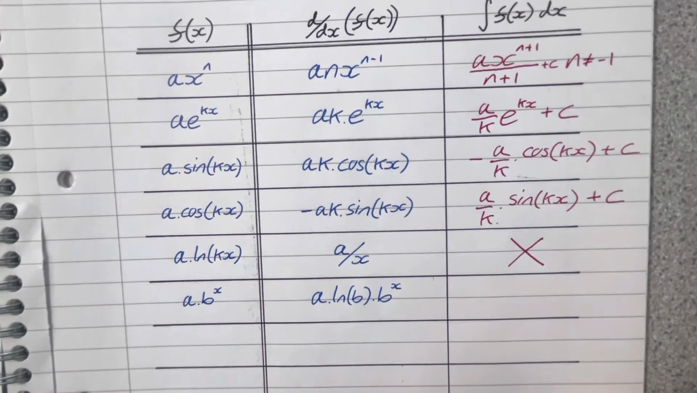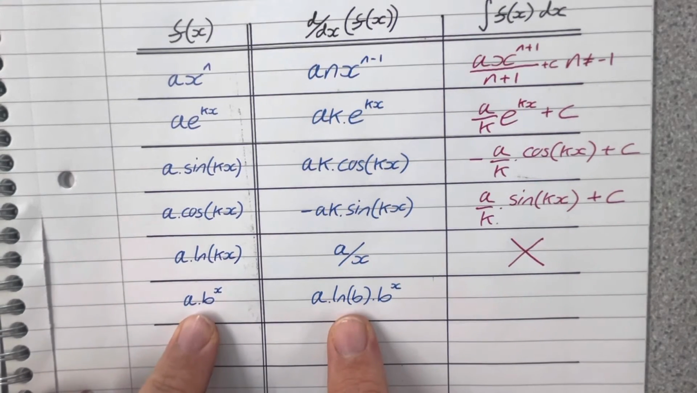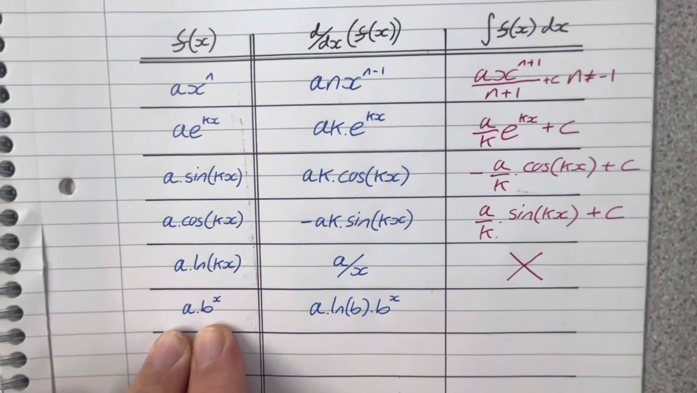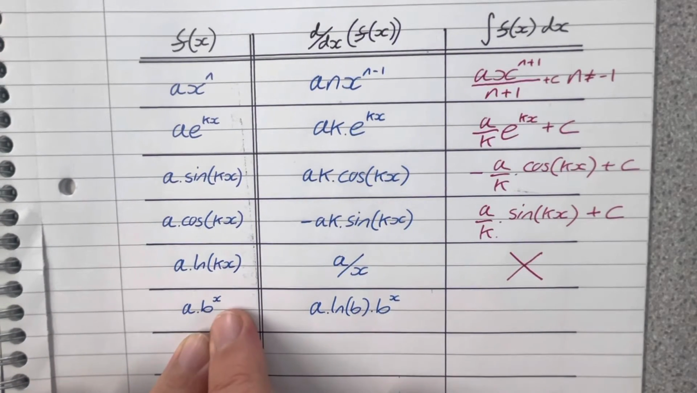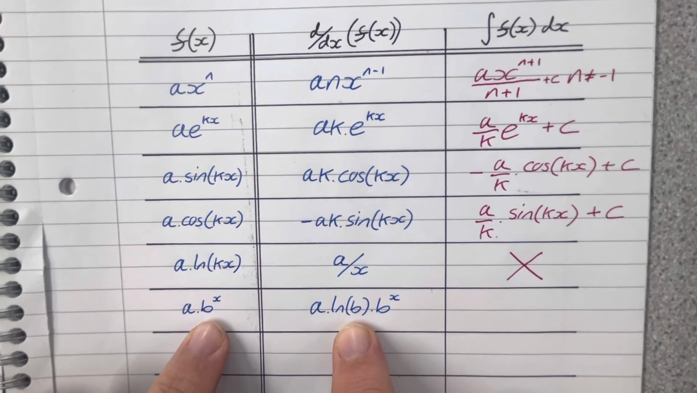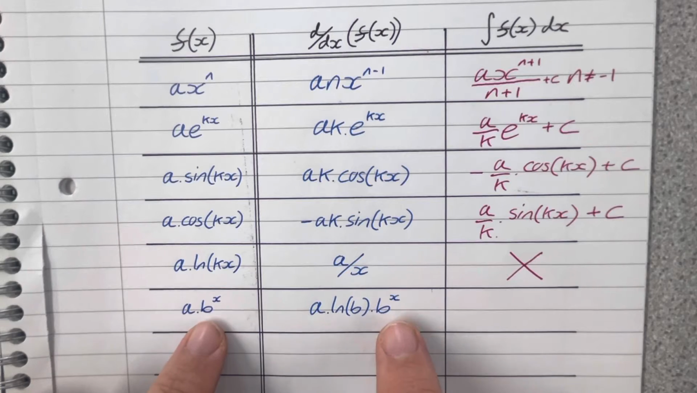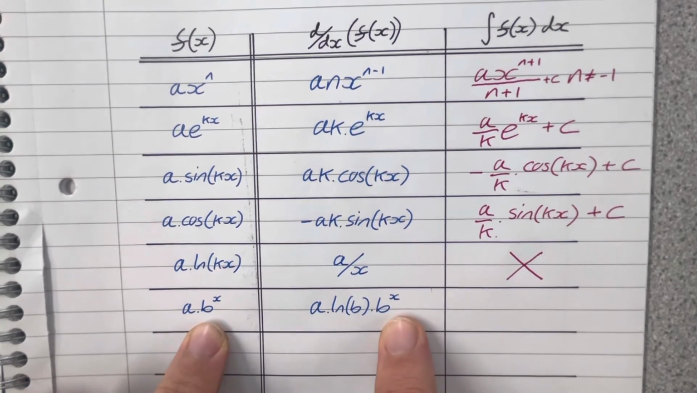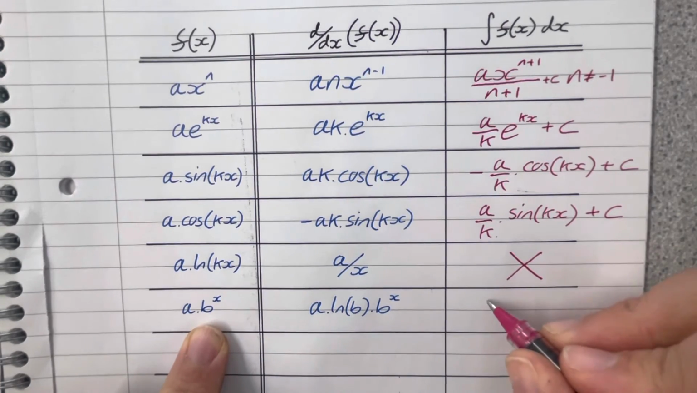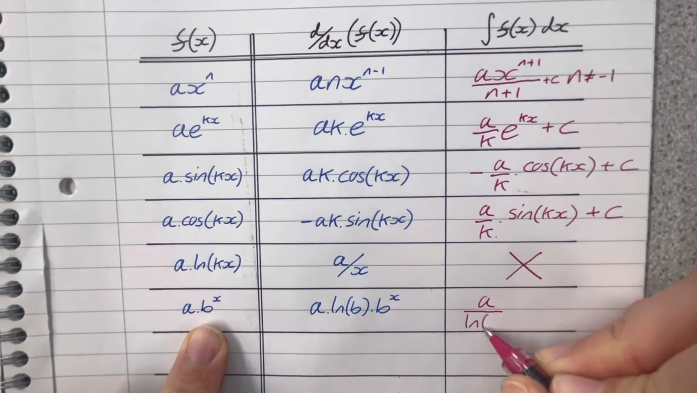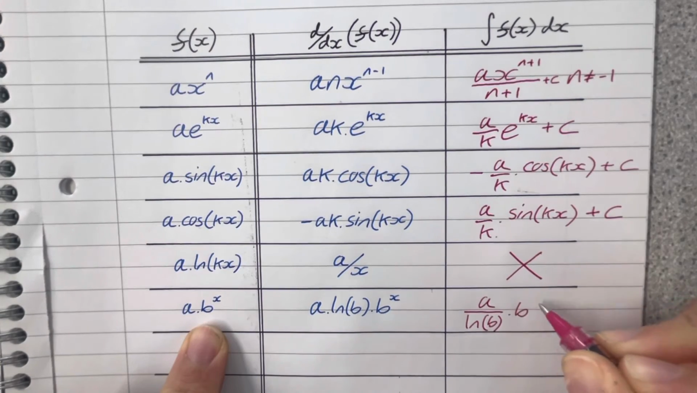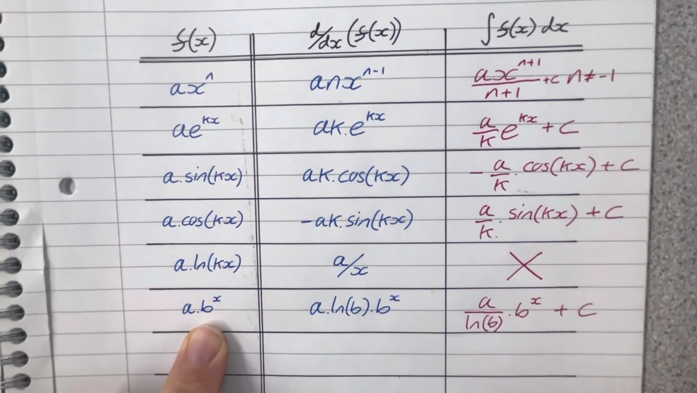And then finally, this one here, we've got ab to the x. When we differentiated, we just times by the natural log of the base of the exponent. So therefore, to integrate, we're going to divide by it. Notice the b to the x to b to the x, that's the same. It remains in the answer. So we can use this line to integrate, and we end up with a divided by the natural log of b times b to the x plus c.